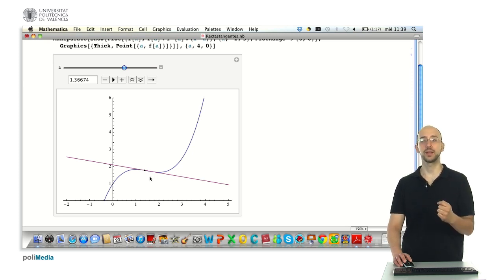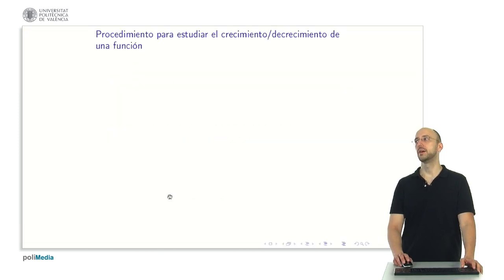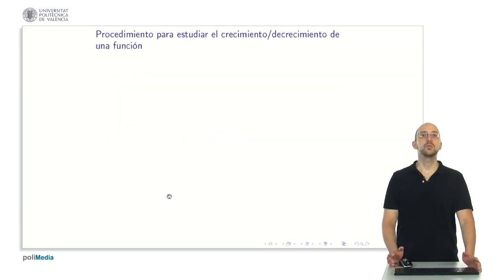I examine the tangent line slope. When the slope is positive, it indicates that the function is increasing. When the slope is negative, it indicates that the function is decreasing. What's the process for examining a function's growth and decline? Let's break it down into a few steps.